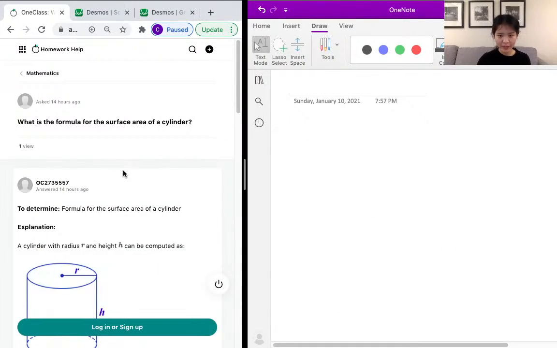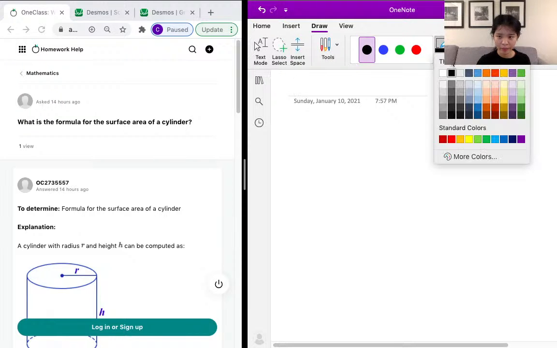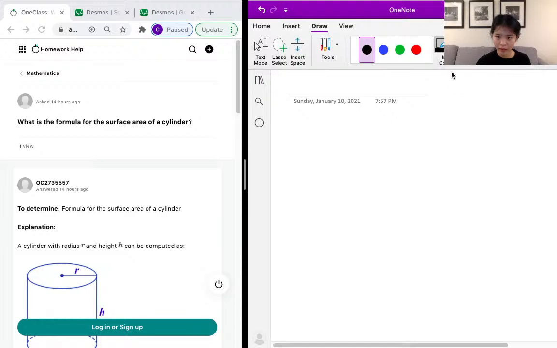Cool. So the first problem we have today is asking us what is the formula for the surface area of a cylinder. There are two main approaches you can take. Usually you would just write down the formula of the surface area of a cylinder and use it.